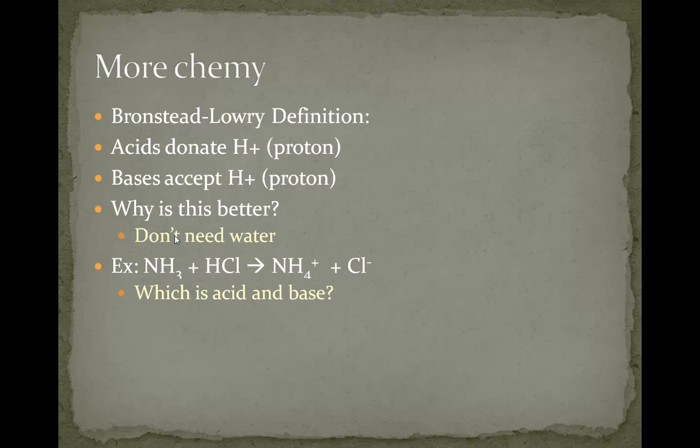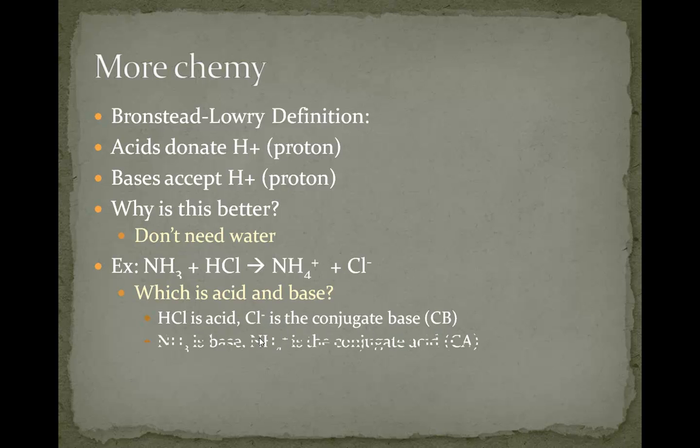Likewise, NH3 gains an H and becomes an acid. So it starts as a base, takes a proton. Over here, it's an acid, and we call these conjugates. So HCl and Cl minus are a conjugate acid-base pair. HCl is the acid, Cl minus is the conjugate base. NH3 is a base, and NH4 plus is the conjugate acid.